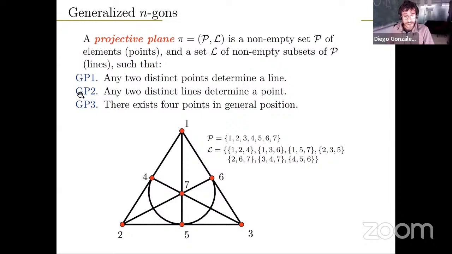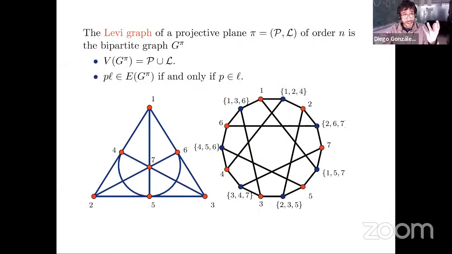And now, we can relate projective planes with graphs in the following way. We can associate a graph that is called the Levi graph to a projective plane. The vertices of the graph are going to be the set of points together with the set of lines. And a pair (P, L) is going to be an edge of the Levi graph if and only if the point P belongs to the line L. So here I have the Fano plane.